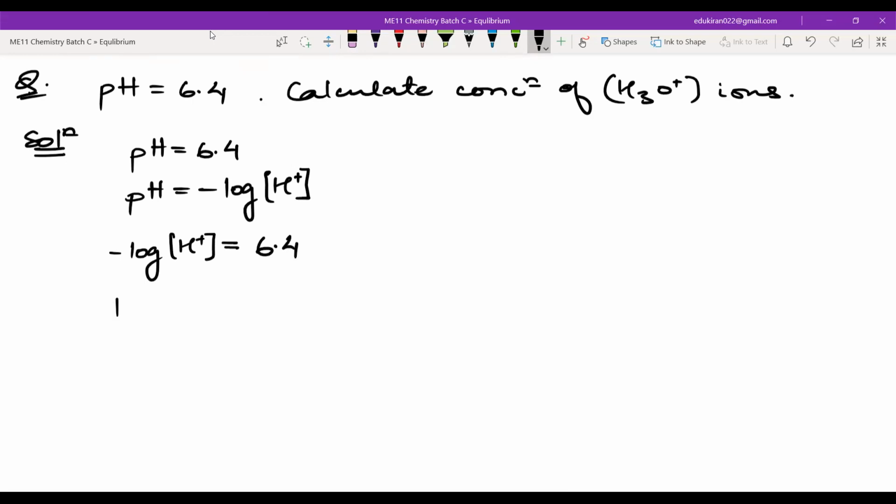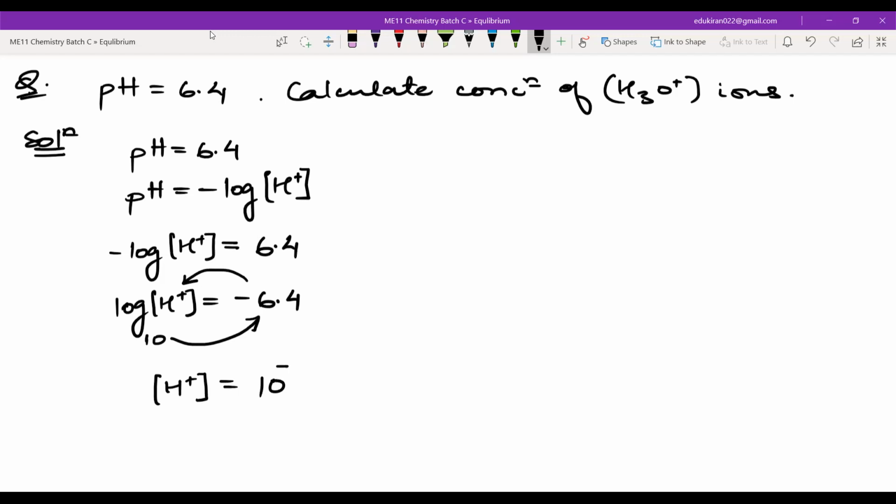Now, can I write it like this: log of H plus is equal to minus 6.4? No problem, no? That means what I have to calculate is 10 to the power of minus 6.4, which is the H plus ion. So I can write the concentration of H plus ion is equal to 10 to the power of minus 6.4. Yes or no?